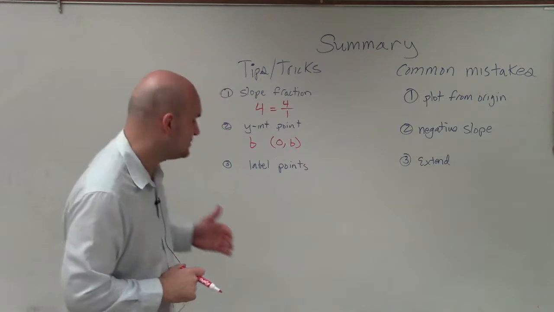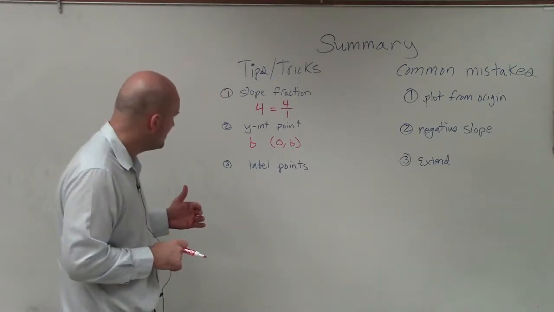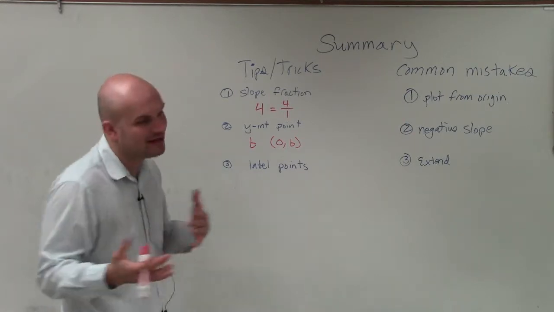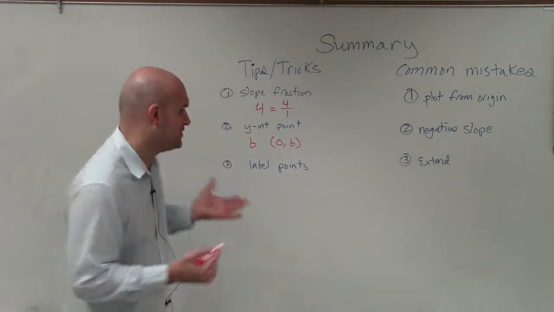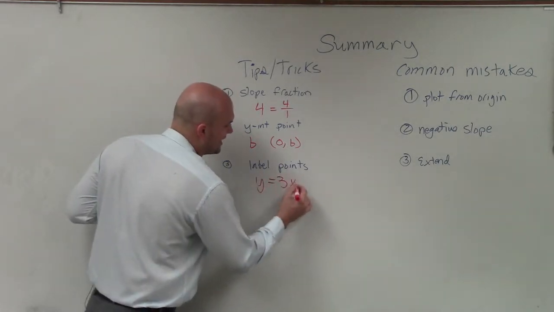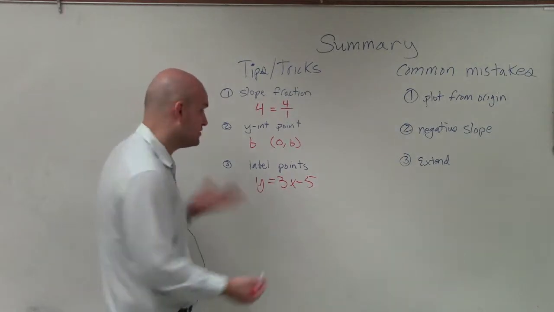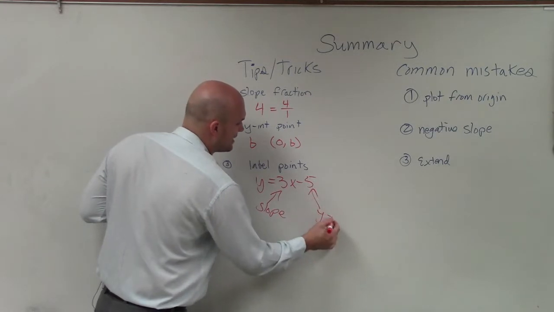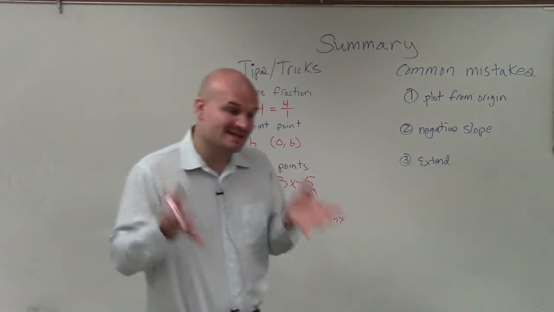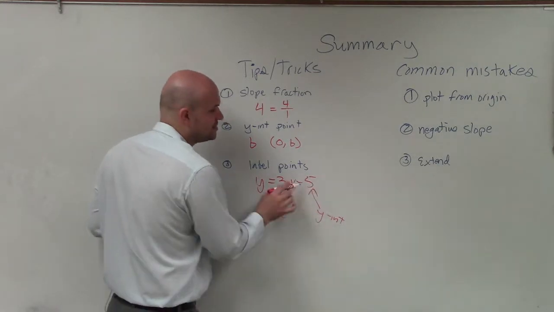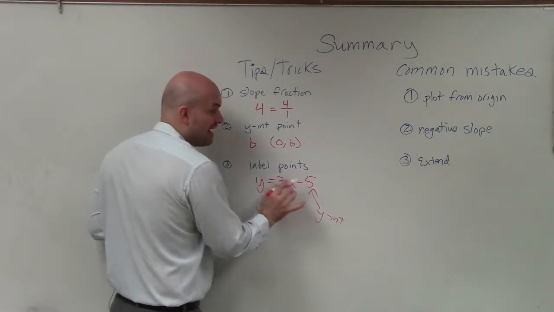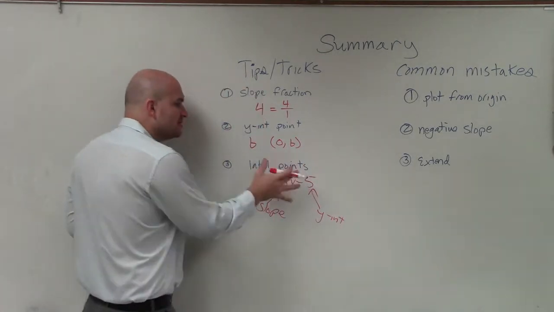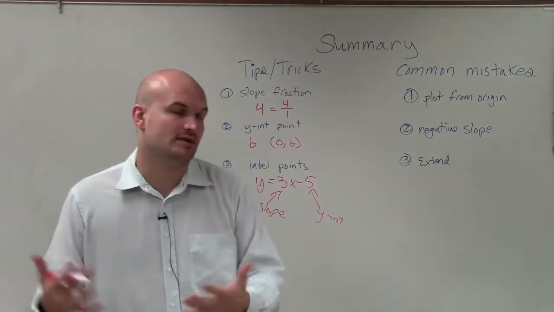The next thing is to label what you're talking about. When you have something, let's say y equals 3x minus 5, don't confuse the slope and the y-intercept. That is my slope. That is my y-intercept. Make sure you connect them. And also make sure that when you have a minus, that's a negative 5. That's actually a common mistake that I see with students. So when you're provided a problem, make sure you label what the slope is and what the y-intercept is.